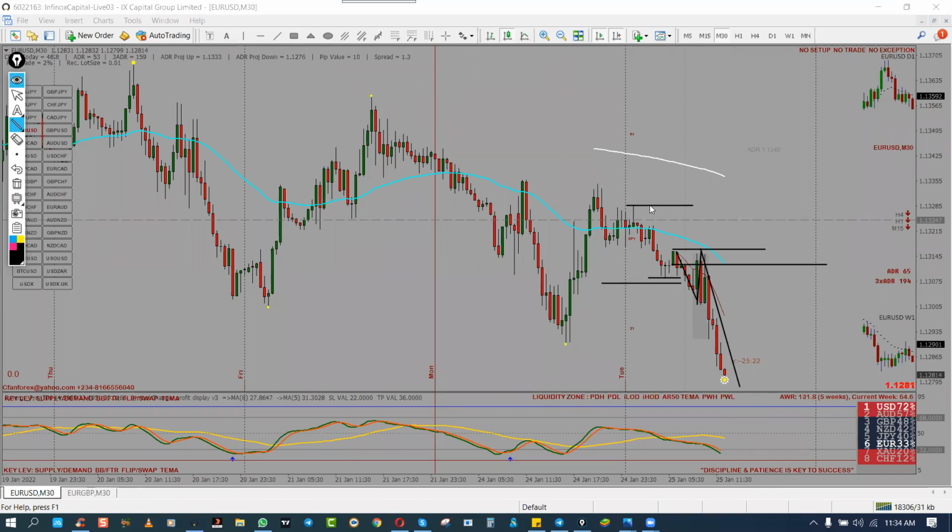Like I said, if the 50 EMA is here, the market has a tendency of coming close to the 50 EMA. The 50 EMA is the guide to where you should expect the initiation pullback mitigation to end, and then you continue in that direction.